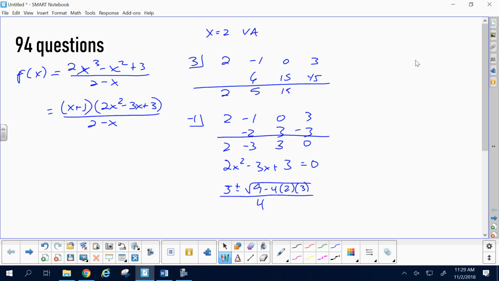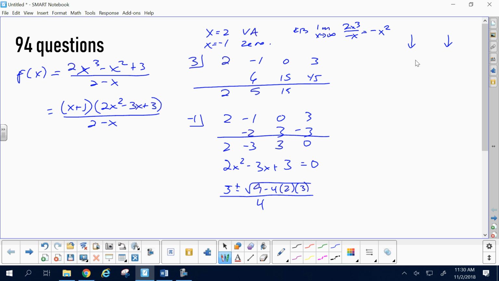So x equals 2 is a vertical asymptote. x equals negative 1 is a 0. What else did I ask about? The end behavior. As x goes to infinity, y goes to, it's feeling like 2x cubed over negative x, which feels like negative x squared. So end behavior is negative infinity on both sides, following a negative parabola curve shape. You follow? So the end behavior is like that.